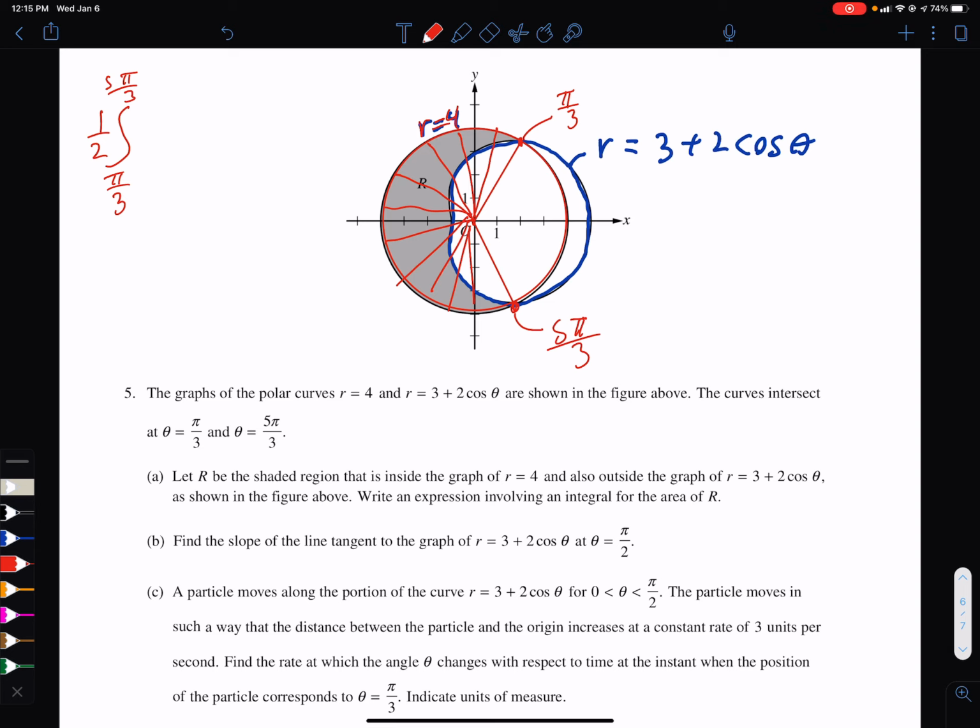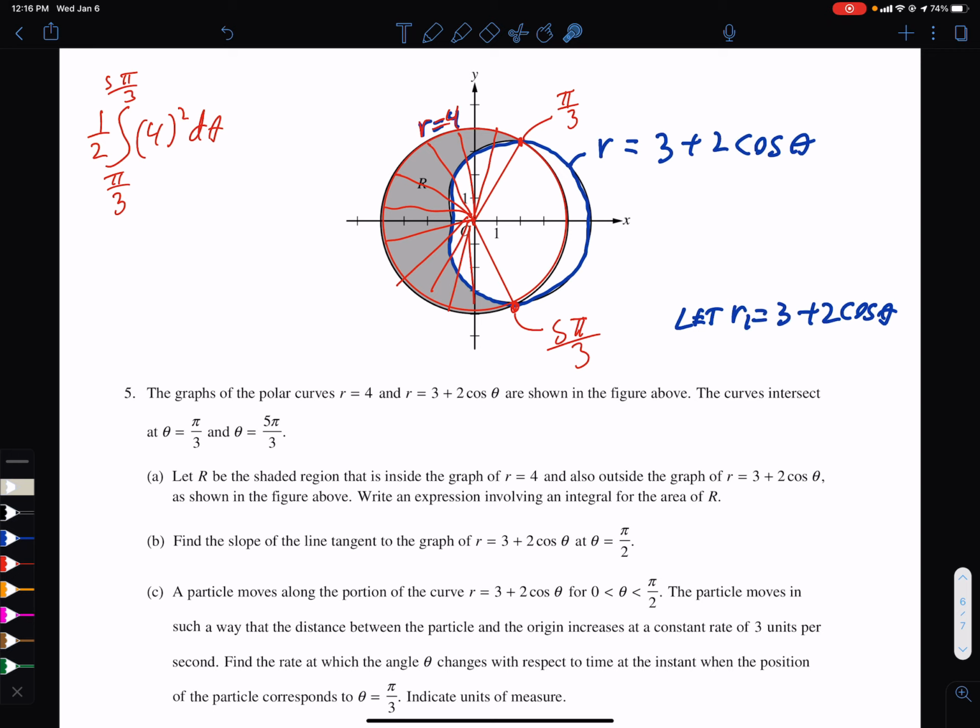To make my life easier, at some point on the test I'd say let R1 equal this one, so I don't have to keep writing it out. But this is not a calculator question, so I'm just going to leave it: 3 plus 2 cos theta, r squared d theta. So that's the area of the red. And here's the problem. That includes all of this area. Oh, I just messed up. I lied, because the radius of the red is just constantly 4. So that's going to be r squared d theta.